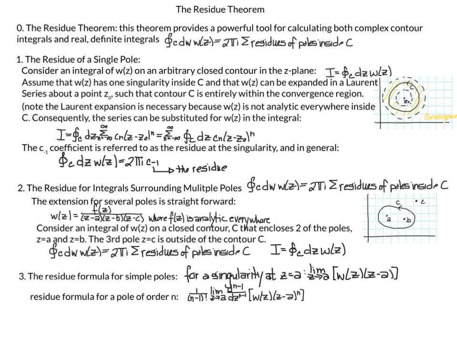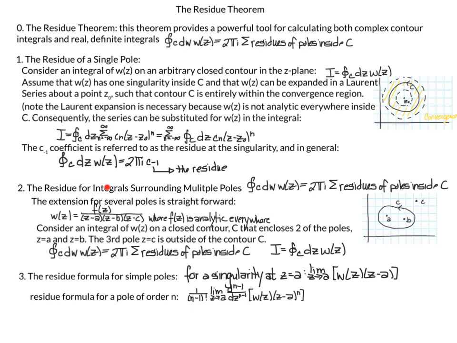If we assume that w(z) has one singularity inside c, and w(z) can be expanded in a Laurent series about a point z0, such that the contour c is entirely within the convergence region, then the series can be substituted in the integral. So in this integral for w(z), we substitute the Laurent series expansion. And then we will find that the c to the minus 1 coefficient, in other words, the coefficient of the term n equals minus 1, is referred to as the residue at the singularity, and in general the integral is equal to 2 pi i, the c to the minus 1 coefficient, which is called the residue.